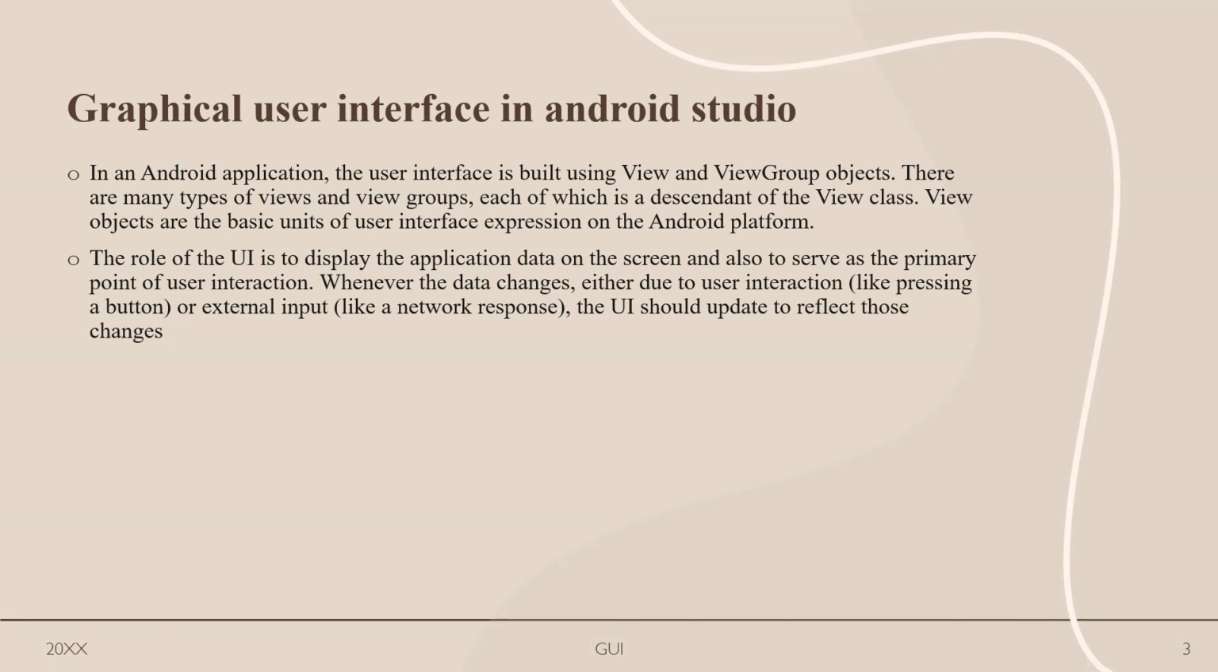The UI's role is to display the application's data on the screen and also to serve as the primary point of user interaction. Whenever the data changes, either due to user interaction, like pressing a button or clicking a mouse button, or due to external input like a network response, the UI should update to reflect those changes. The graphical user interface helps the user interact with visual representations on digital devices such as smartphones, mobile phones, or Windows.